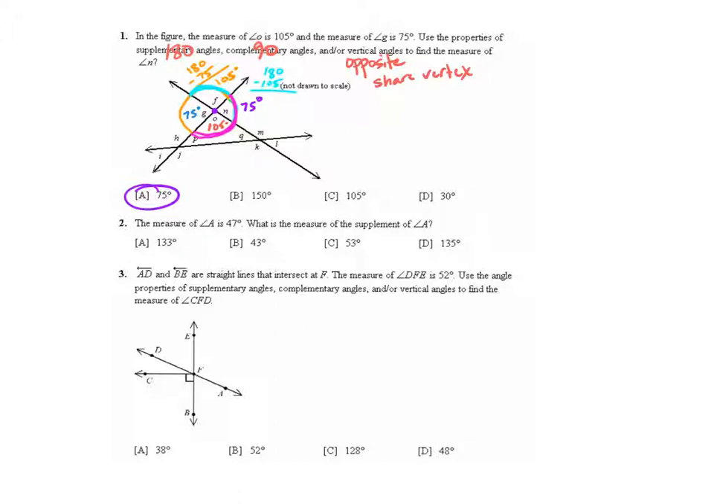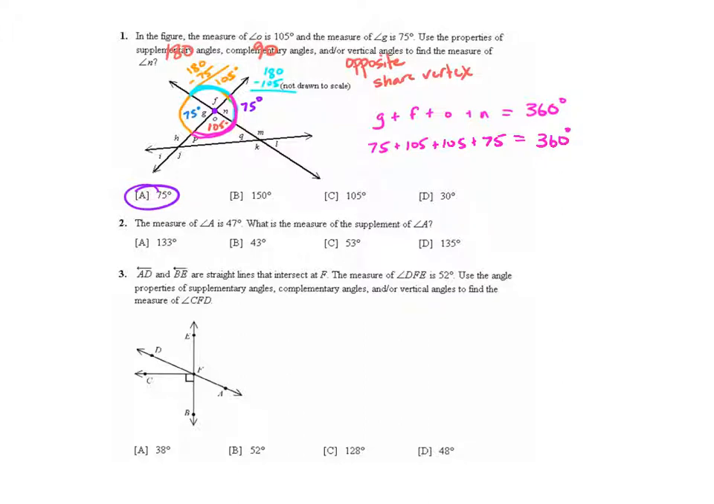And lastly, we can confirm that the measure of angle N really is 75 degrees by looking at this entire circle made of angles. We have angle G plus F plus O plus N equals a full circle, which is 360 degrees. We know G is 75. We know F is 105. We know O is 105, and we think that N is 75. We can confirm that by adding all these up, and they do add to 360 degrees.